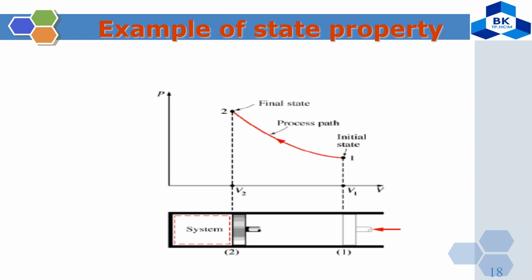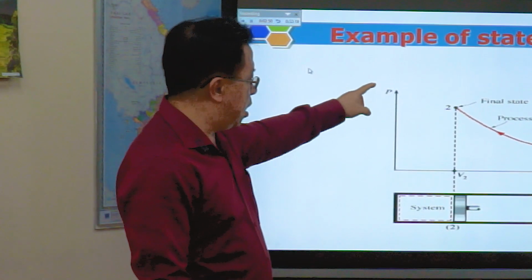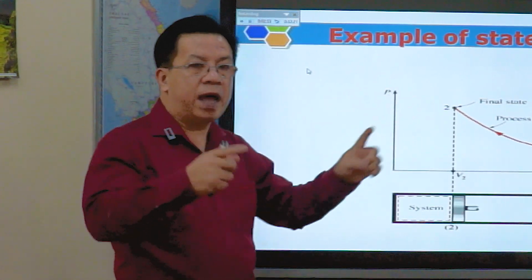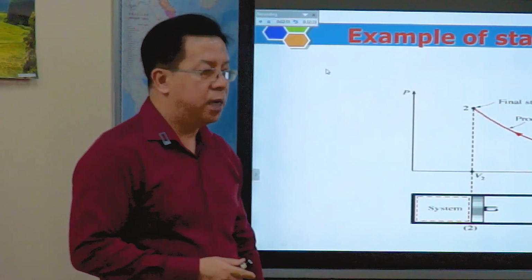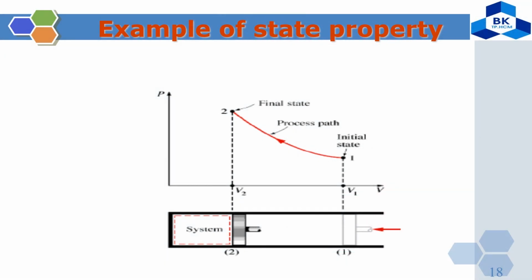So here you will learn about the state, okay? The state, and when it moves from state 1 to state 2, we call the process, okay? And the way you go from state 1 to state 2, we call the process path. Later on, we will talk about that. But in this picture, I want you to know that first is a diagram. The diagram will be constructed by two independent properties.